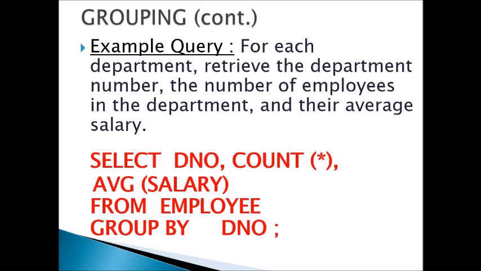For each department, retrieve the department number, the number of employees in the department, and their average salary. For this, the query will be: select department number, suppose department number is DNO, count asterisk for the number of employees, count asterisk counts the number of records, comma AVG salary, because you want to display their average salary. AVG is another aggregate function that finds the average of the values of the given column that you have written within round brackets, from employee group by DNO.